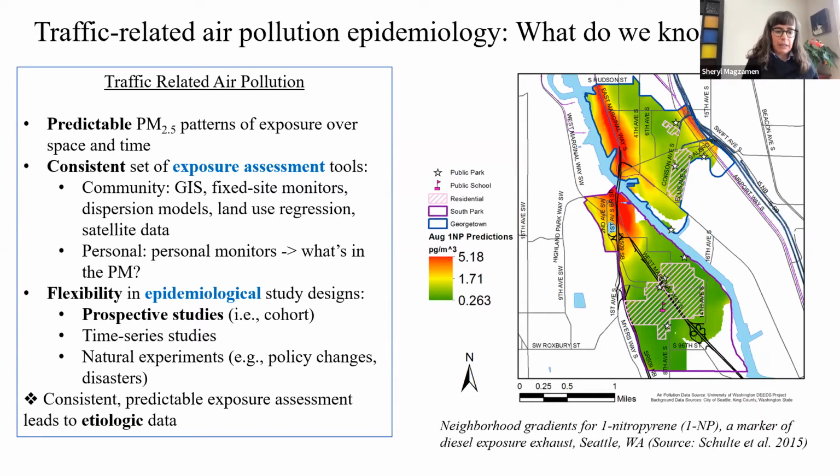We also have flexibility in our epidemiologic study design. For example, because we have fairly constant sources of pollution over time, we can do prospective studies, enrolling a cohort of people to measure over time. We can leverage the daily changes in pollution as well as things like hospitalizations and ED visits to do time series studies. And we can look at natural experiments such as policy changes or disasters to understand how changes in intra-urban levels of pollution may impact health outcomes. So here we have consistent predictable exposure assessment, which leads to etiologic data or understanding the health effects of PM 2.5.